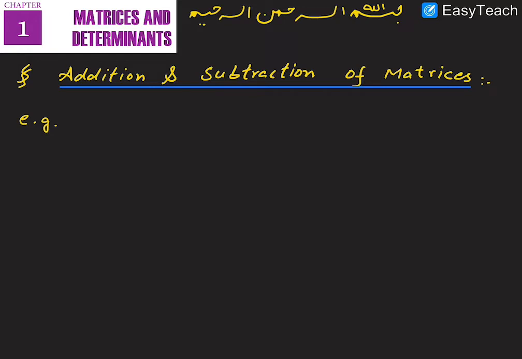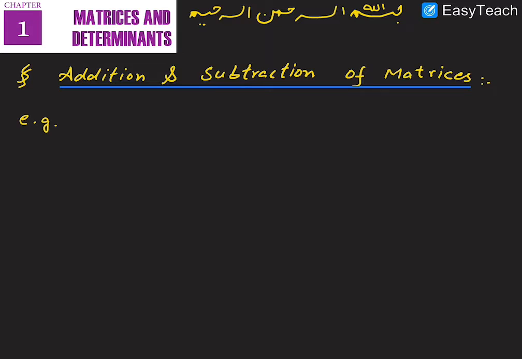So far we have done exercise 1.1 and 1.2. Today we'll discuss exercise 1.3. In this exercise we will discuss addition and subtraction of matrices, some properties of matrices like commutative property of matrices, associative property of addition of matrices, and identity of matrices, inverse of matrices, and then we will see how to multiply a matrix by a scalar number.